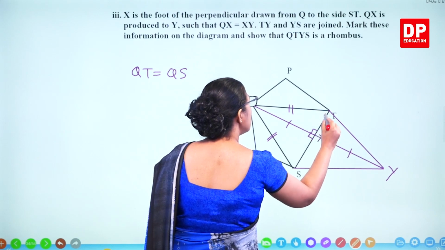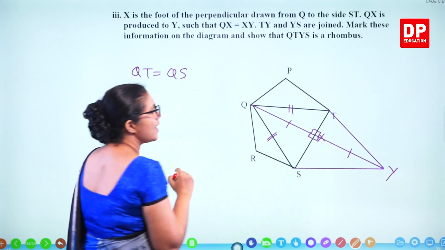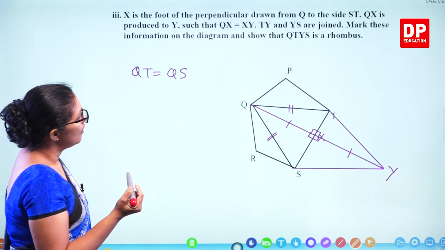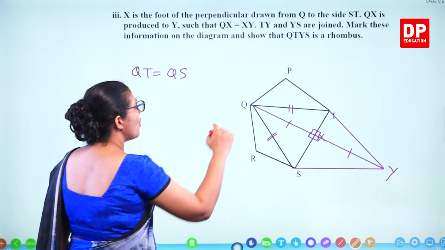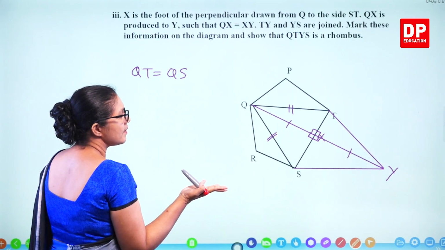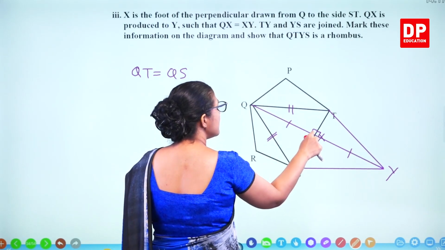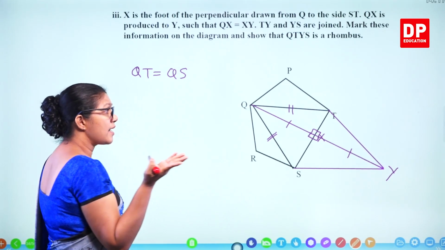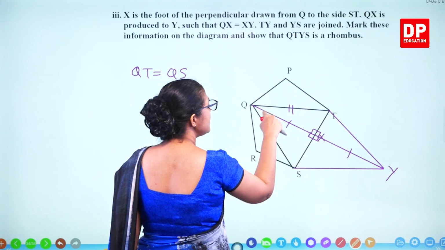Now we need to show that the diagonals bisect at 90, which we can also see from the given information. If we can show these are angle bisectors, then it's a rhombus. Adjacent sides are equal and the diagonals bisect at 90, but it can be a square. How do you say this is not 90?